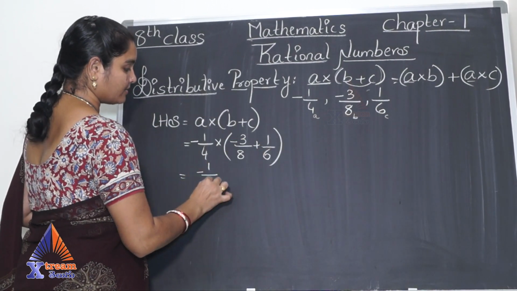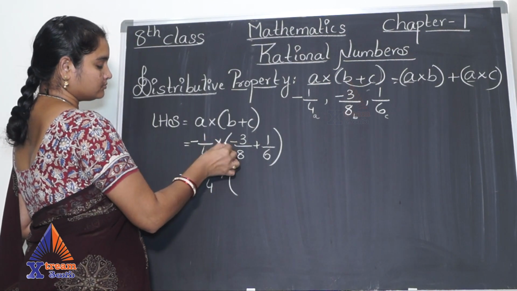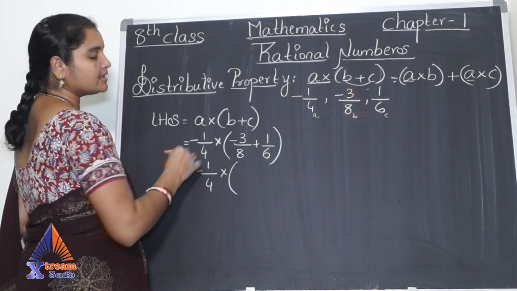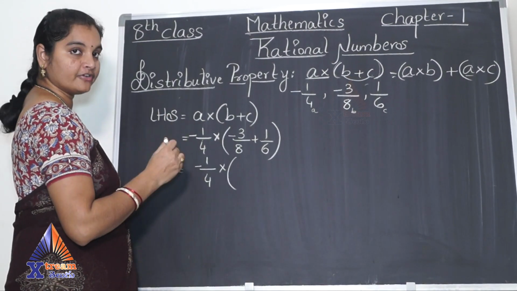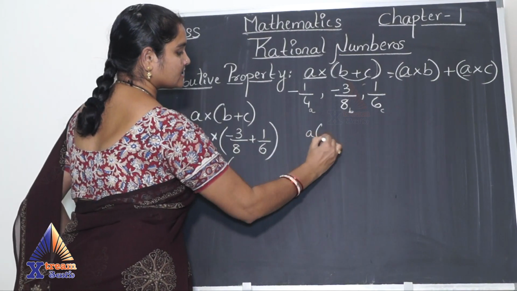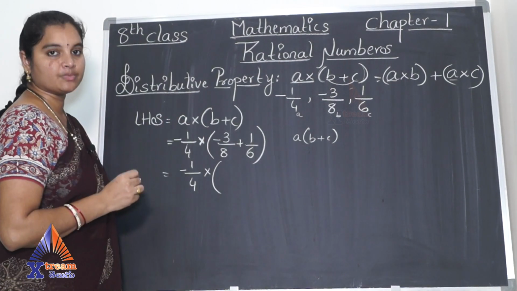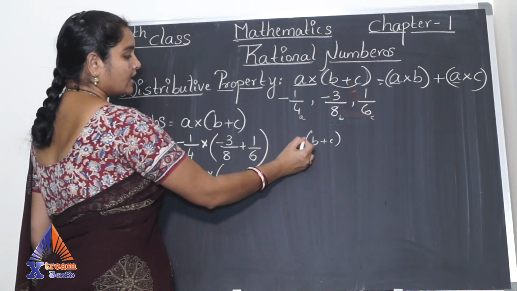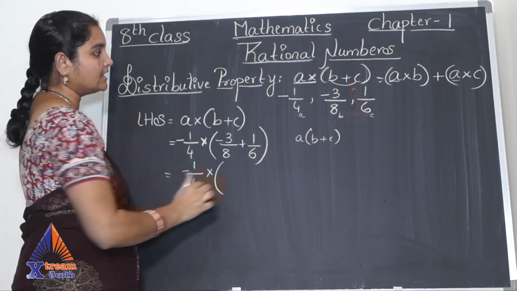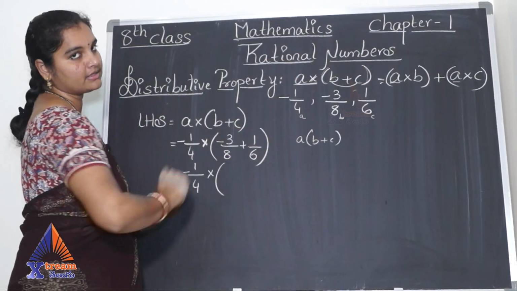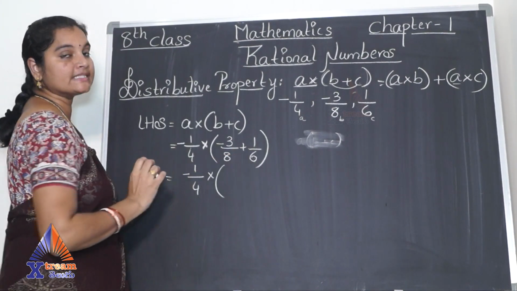So minus 1 by 4 into, now this multiplication sign between the bracket and this number is optional. If you're very confident, then you can simply write A (B plus C) and avoid this multiplication sign in between. But if you feel that you should write this multiplication sign to have clarity, then you can write it. Okay, now minus 1 by 4 into, we will take the LCM of 8 and 6.